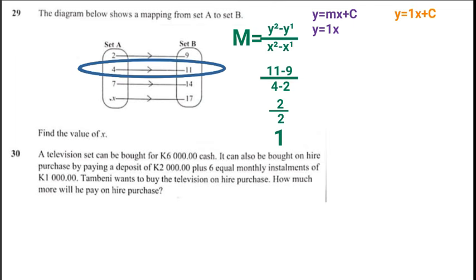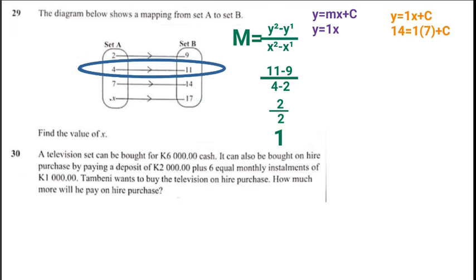So where there is y, I'm going to put 14 because, as I said earlier, these elements which are in set B are represented by y. So where there is y, I'm going to put 14, which will be equal to 1. Then where there is x, that is 7. Then plus c, the constant.